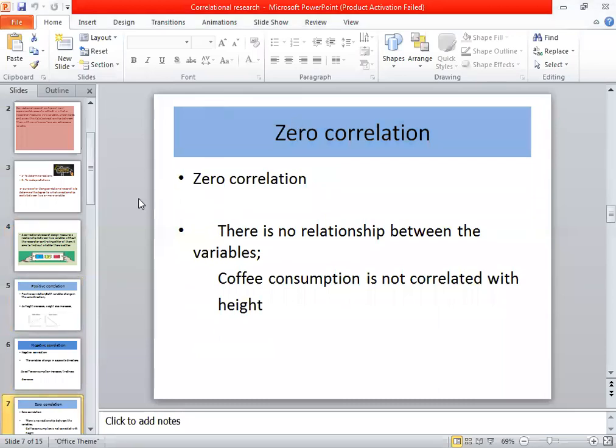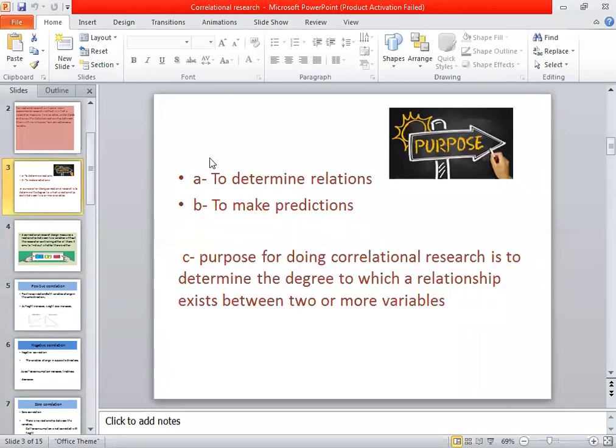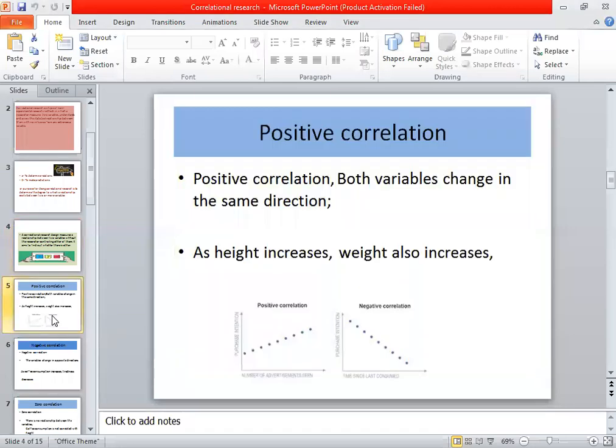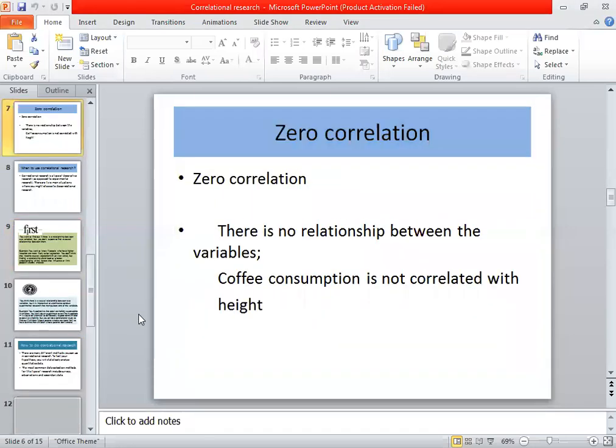Now what was the purpose of correlational research? The purpose of correlational research was to determine the relationship between the variables and to make predictions on the basis of knowledge about one variable to the other variable. But what happens in correlational research? In correlational research, the researcher, without controlling any of the variables, just tries to find out whether there is any type of relationship between the variables. So what are these types of relationships? There are different types of relationships that exist between variables. One of them is called positive correlation, the other is called negative correlation, and zero correlation.